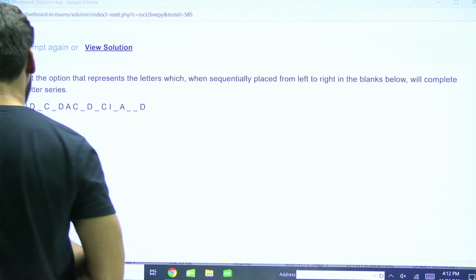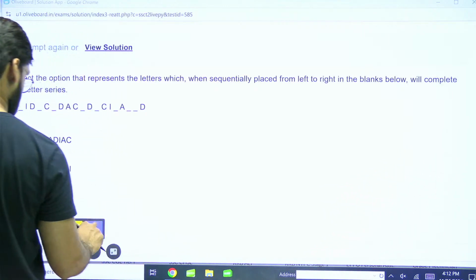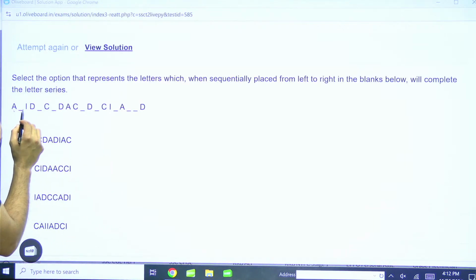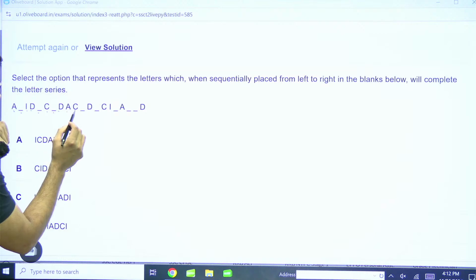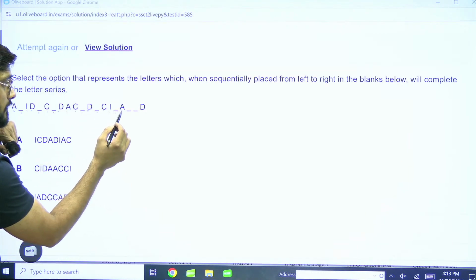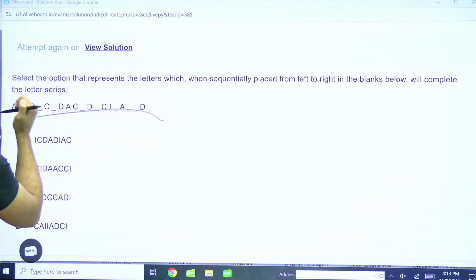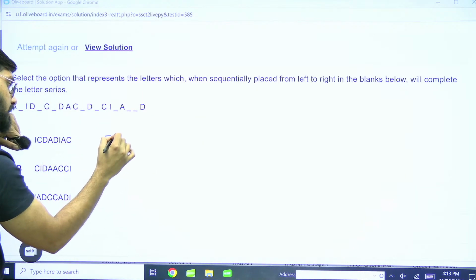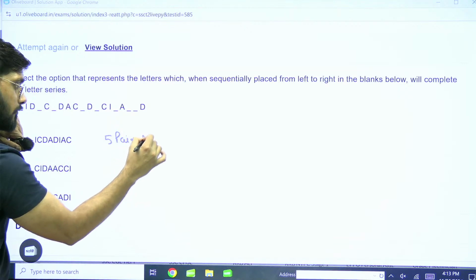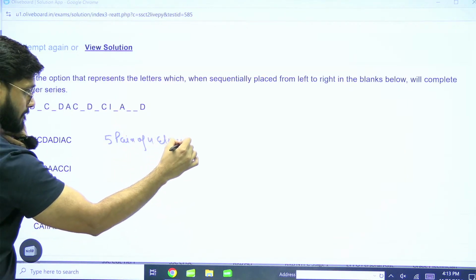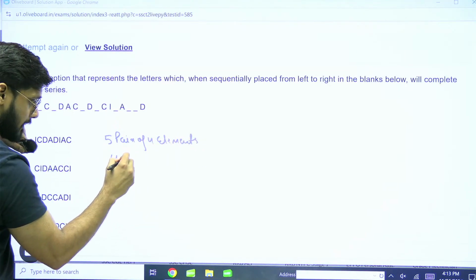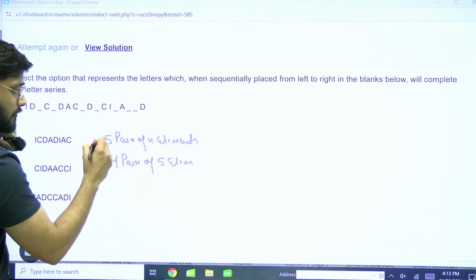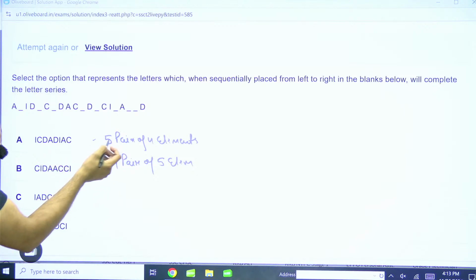What should be the right answer for this one? Let's see. In this question, how many pairs of letters do we have? 1, 2, 3, up to 20. We have 20. 20 can be written as 5 pairs of 4 elements, or 4 pairs of 5 elements. We can start with either. Let's start with 5 pairs of 4 elements.